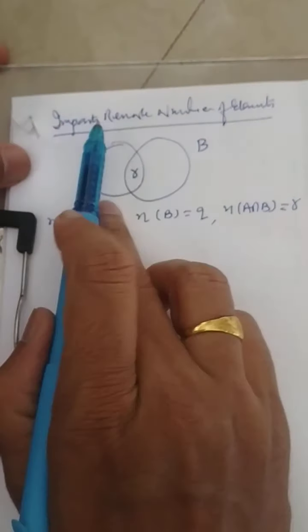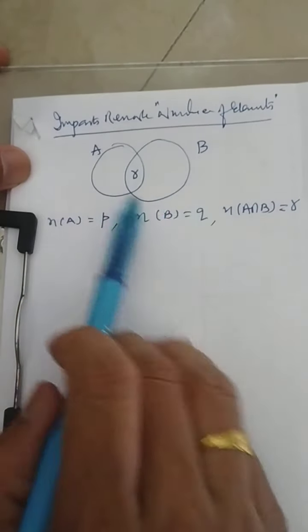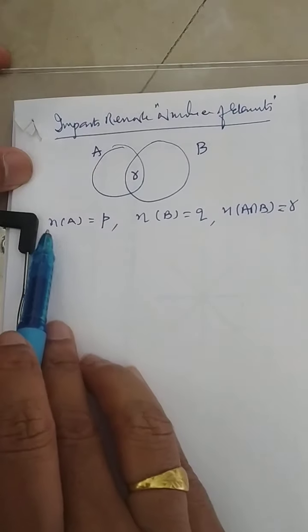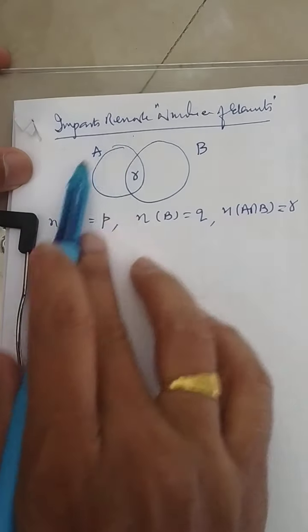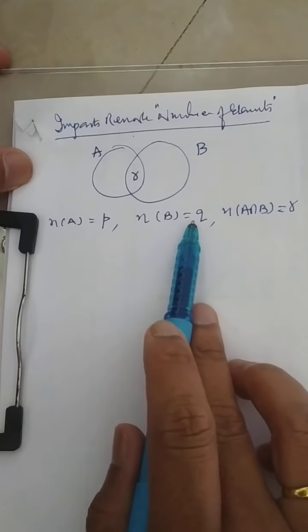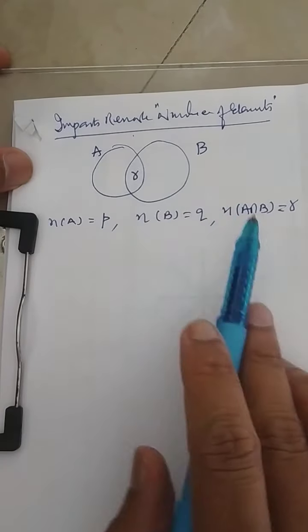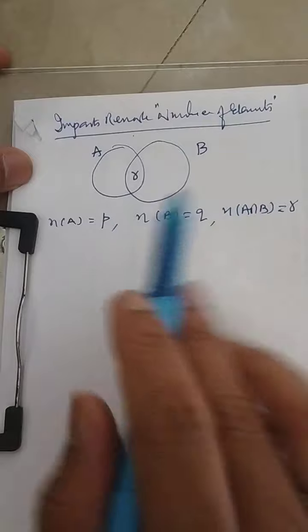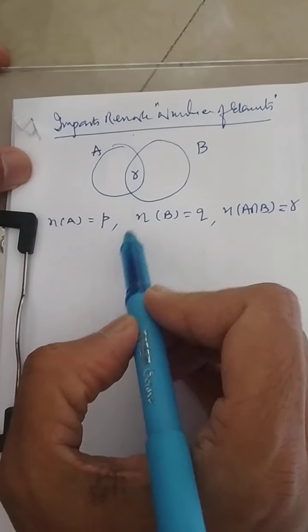Now we are going to discuss some important remarks related to the number of elements. A and B are two sets, and n of A is given as P, meaning this set has P elements. n of B is Q, so this set has Q elements. And n of A intersection B is R, meaning R elements are present over here.